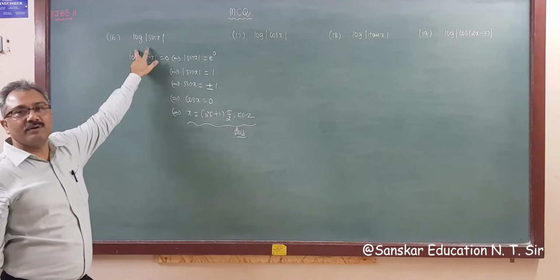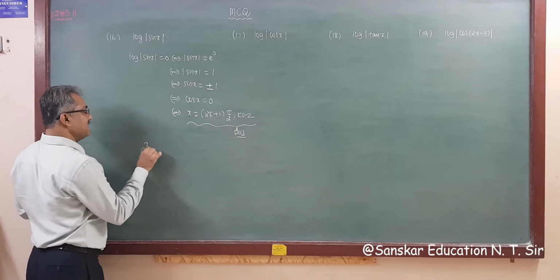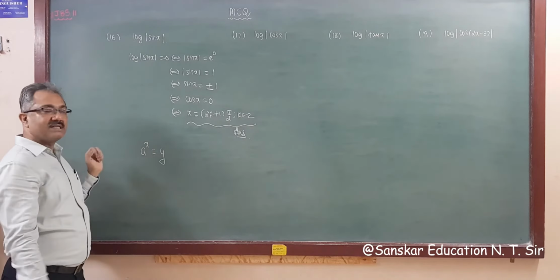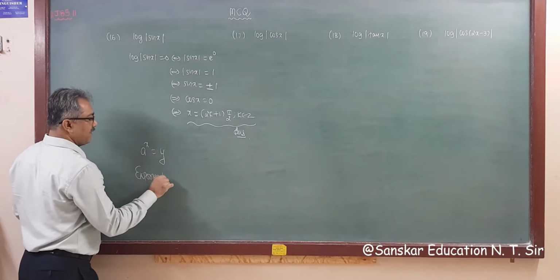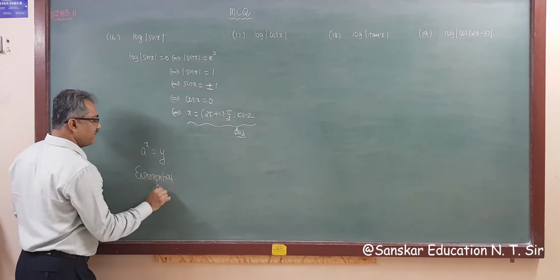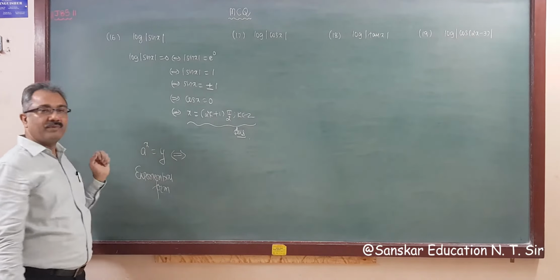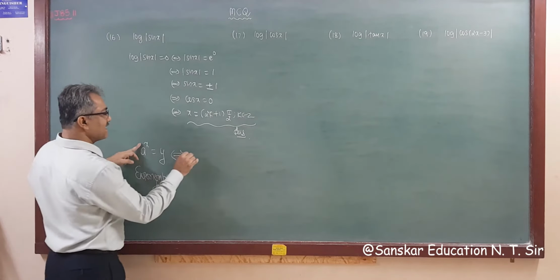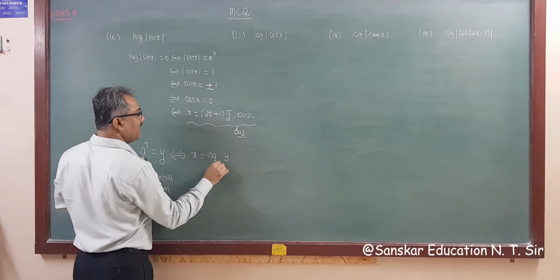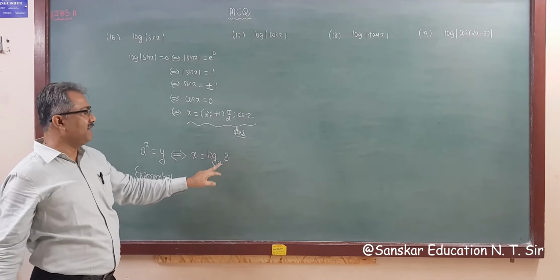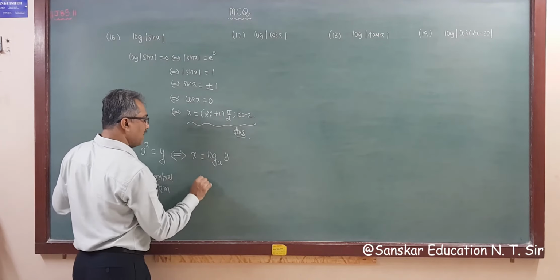Now you have a problem here. It is a raised to x is equal to y given. This is called an exponential function. So this is exponential form. We can convert this exponential form into logarithmic form as x is equal to log of y to the base a. So this is exponential form and this is logarithmic form.